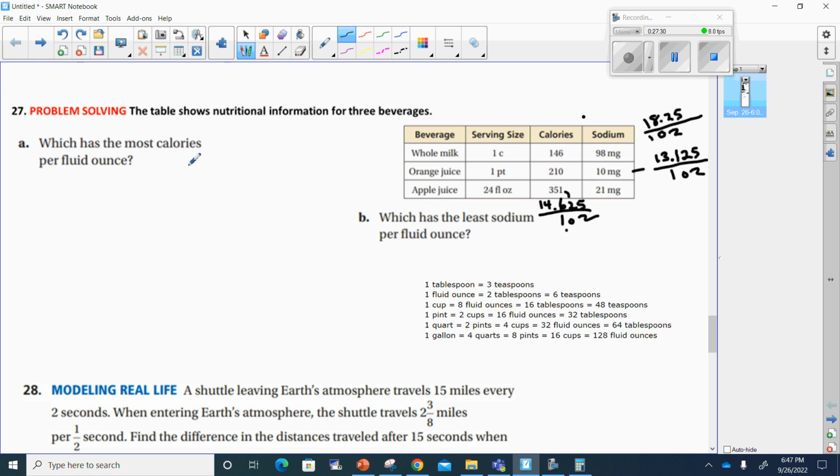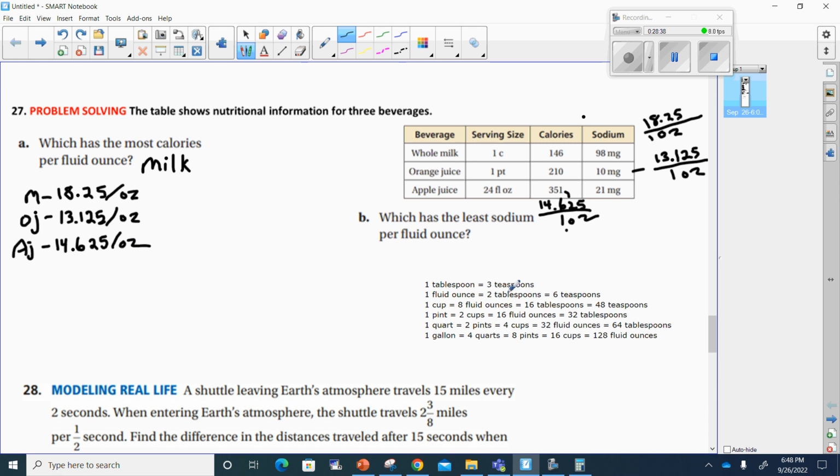So now it says, which has the most calories? Well, definitely the milk, right? Because I'm getting 18.25 calories for every 1 ounce. So milk. And let's see, which has the least sodium. So now I'm going to have to do the same for sodium. I guess my proof over here would be: milk was 18.25 per ounce, the orange juice, OJ, was 13.125 per ounce, and the apple juice was 14.625 per ounce. That's my proof.